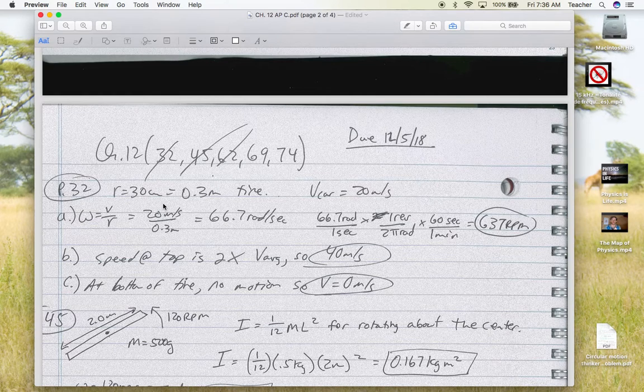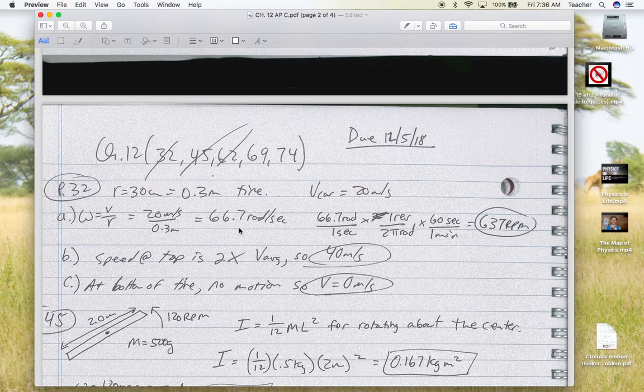we've got a 60 centimeter diameter tire. Immediately just change that to radius. Speed of the car is 20 meters per second. So if I want to get the angular velocity, I look at 20 meters per second divided by the radius, which is equal to the angular velocity. So v divided by r is equal to angular v, or omega.